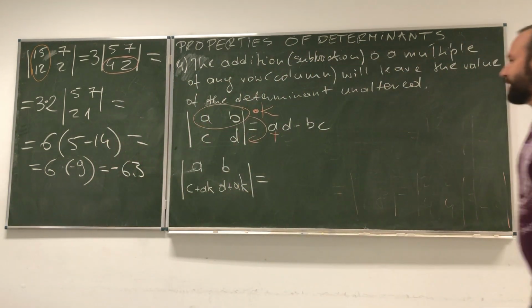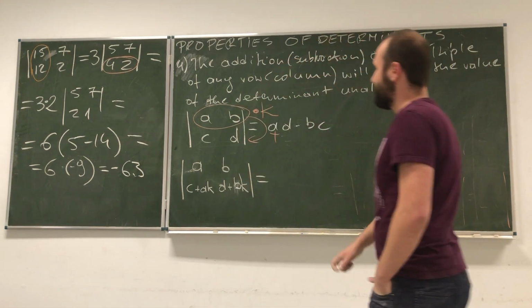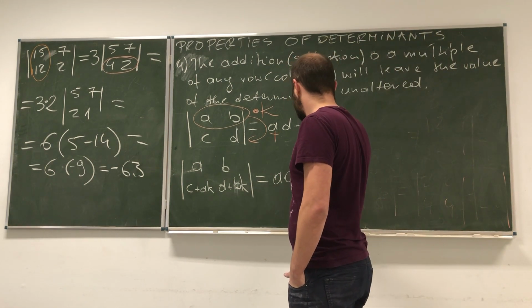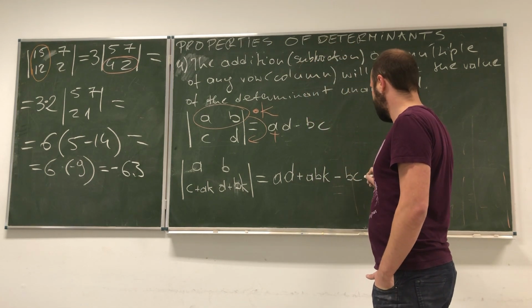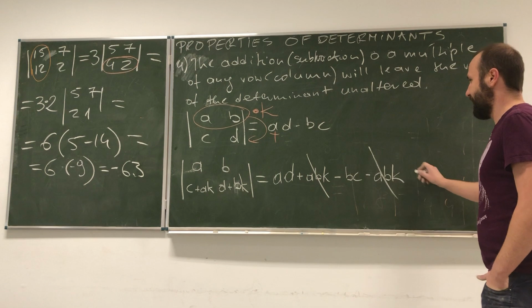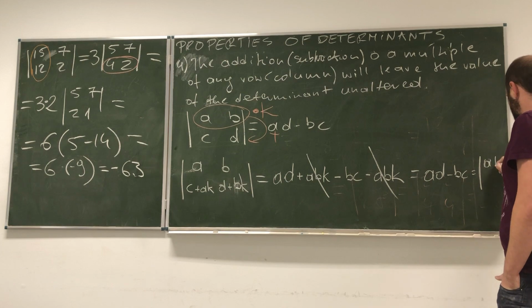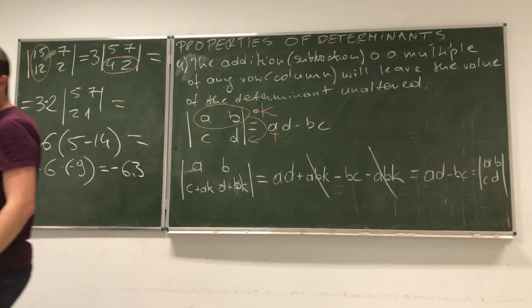Okay, now let's calculate it all out. Now we get that this is AD plus ABK minus BC minus ABK. Those two cancel each other out. AD minus BC, which is simply the determinant ABCD.